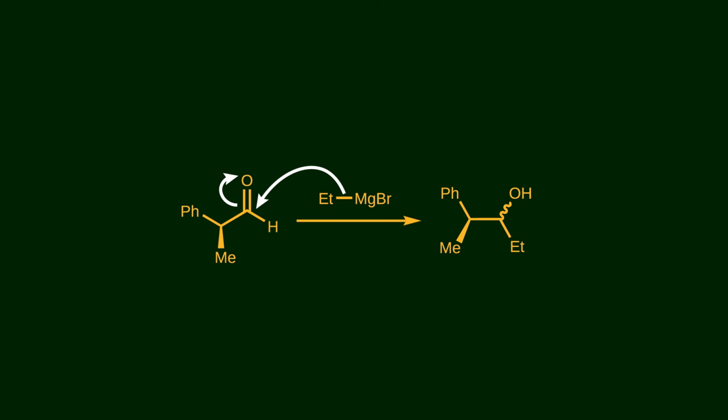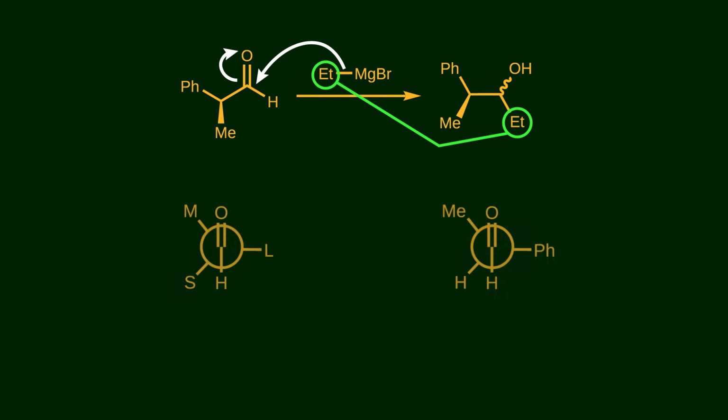In this question, we want to predict the stereochemistry of the product. This is a Grignard reaction in which the ethyl group is added to the carbonyl group to produce the chiral alcohol. First of all, we replace the substituents in the Felkin model based on their size. Phenyl is the bulkiest one, so it's a large substituent, and it should be perpendicular to the carbonyl group.